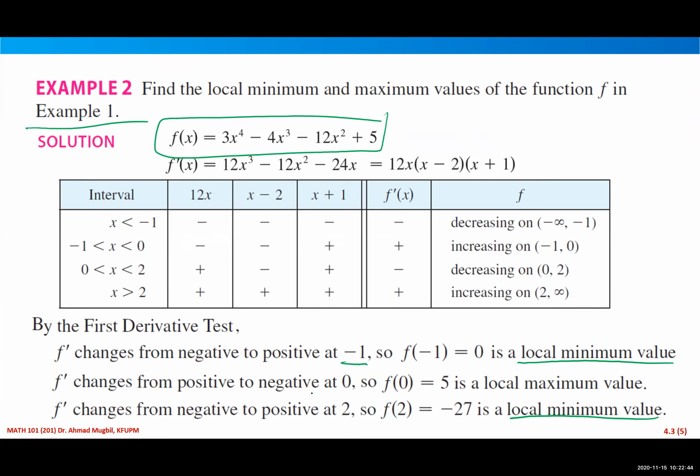as the derivative also. And at 0, it has the local maximum. What is the maximum value? The local maximum value here is 5. It is f at 0. F at 2 is -27, and it is the local minimum.